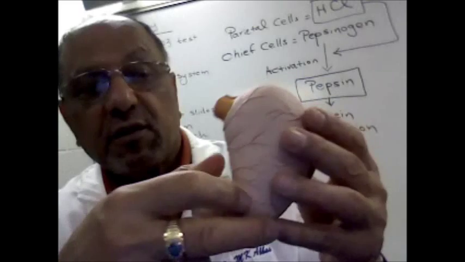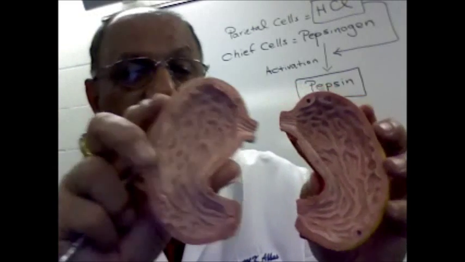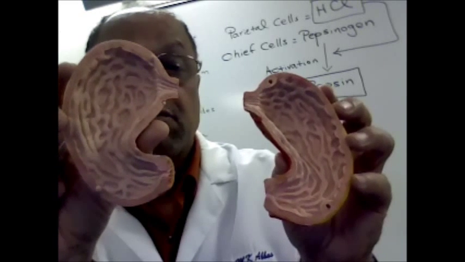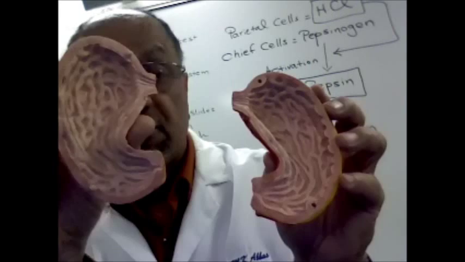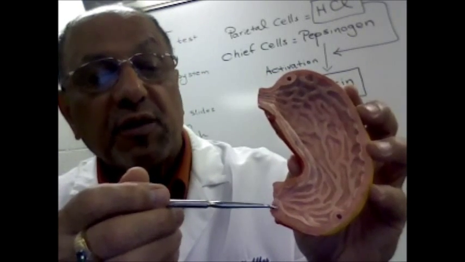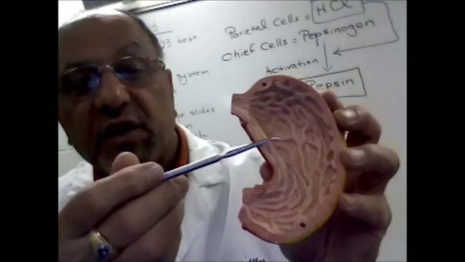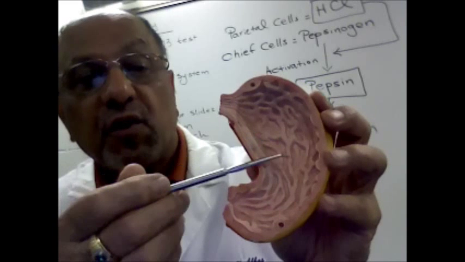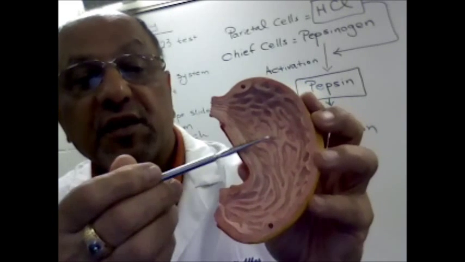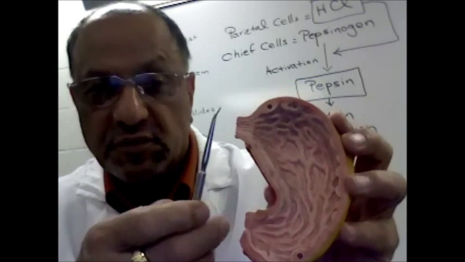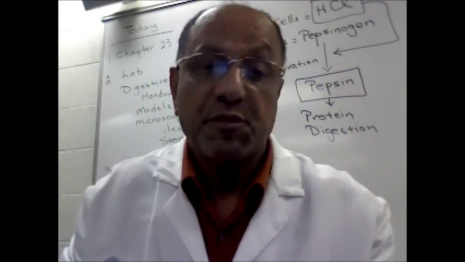On this particular model, we can open the stomach, so we can see the inside of the stomach. And there are two things that are visible on this model. One is we can see the pyloric sphincter, and the other is we can see that the lining of the stomach is folded, and those folded structures are known as rugae. So that's the basic structure of the stomach.